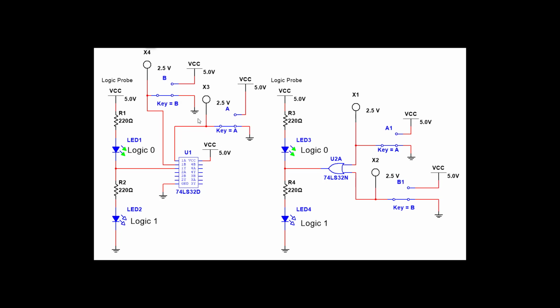We have 0, 0 equals logic 0. 0, 1 is going to be logic 1. 1, 0 is also going to be logic 1, and 1, 1 is also logic 1.